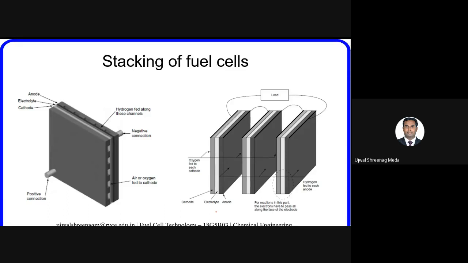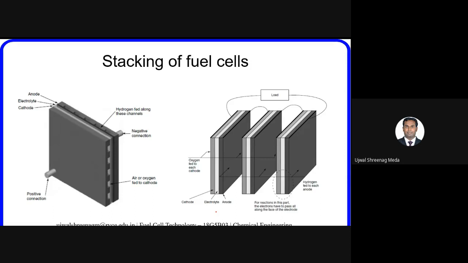So for this purpose, we end up stacking fuel cells. We end up connecting multiple fuel cells. So that is what you're able to see in this picture. Here, three fuel cells are connected. So how does the connection go? The anode of one fuel cell is connected to the cathode of another fuel cell, and so on and so forth. Ultimately, the load is connected between the external fuel cells in the stack. So this is just the schematic representation.